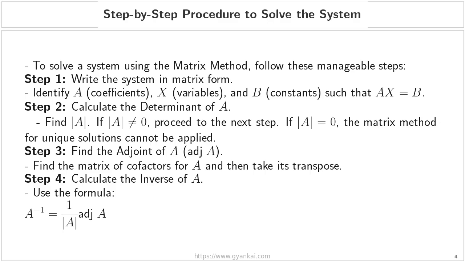Step 4. Now, we calculate the inverse of A. We denote this as A inverse. You'll use the formula where A inverse equals 1 over the determinant of A, multiplied by the adjoint of A.